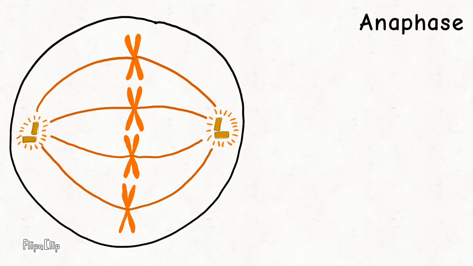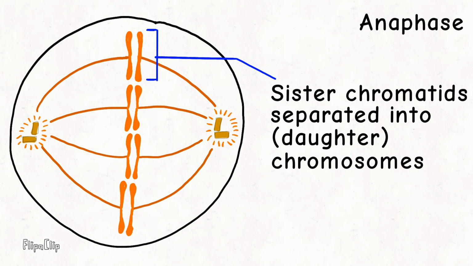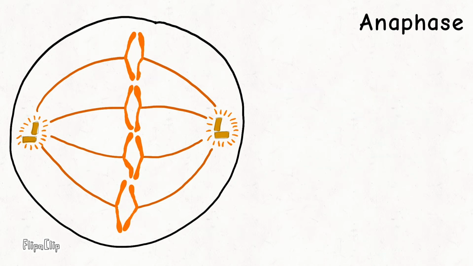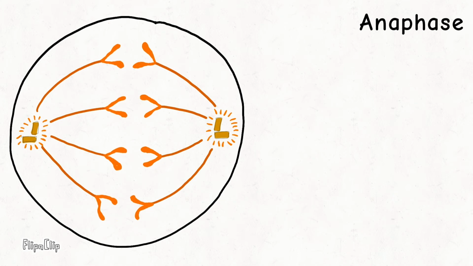During anaphase, spindle fibers will start to shorten and pull the sister chromatids at their centromere towards the opposite directions and cause the centromere to split in half. This causes the sister chromatids to separate and become individual daughter chromosomes. As the spindle fibers continue to shorten, the daughter chromosomes will be pulled away from each other to the opposite directions.